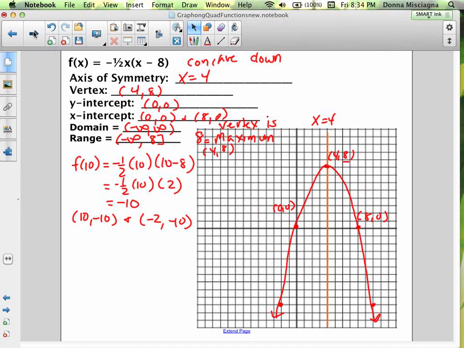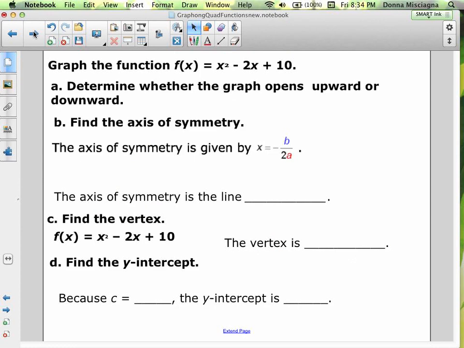I think I have just one more to graph. No, I have one more or 2 more? Well, we'll find out. No, it is one more. It is one more. It's this one.